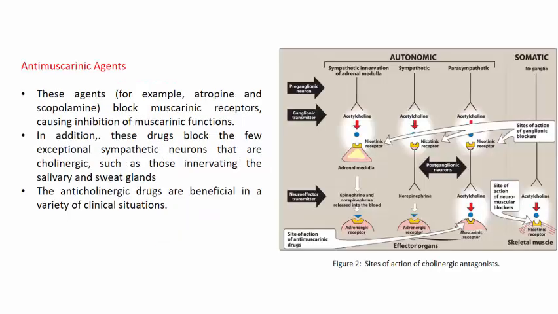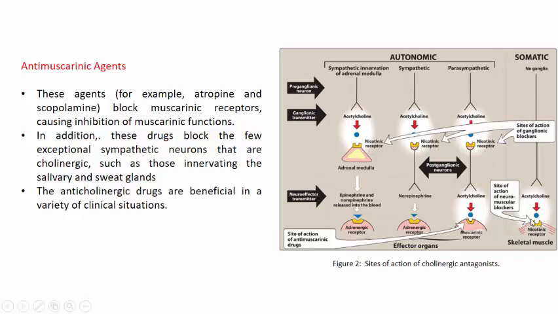ف هذا الفيجر يوضح السايت اوف اكشن اوف كولينرجيك انتاغونست، واحنا اللي ذكرنا انه اما ان تكون انتي مسكارينيك ايجنتس، واللي هي تحصل هذه سايت اوف انتي مسكارينيك ايجنتس مثل ما تشوفون انه تغلق عمل اسيتايل كولين من حيث ارتباطه بالمسكارينيك ريسبتورز اللي موجود على الافكتر اورجان. وبالنسبة للسايت اوف اكشن اوف جانجليونيك بلوكرز هي هذه اللي ذكرنا انه تحصل عند ارتباط بالنيكوتينيك ريسبتورز مثل ما تشوفون اللي موجود بالجانجليا. والسايت اوف نيوروموسكولار بلوكرز واللي هو يحصل بالارتباط بالنيوروموسكولار جانكشن.